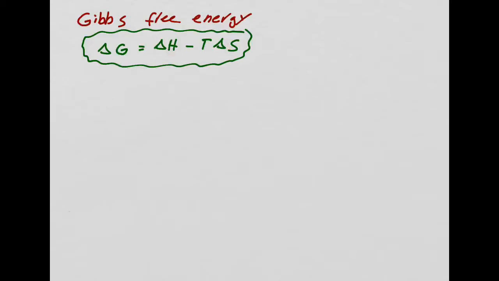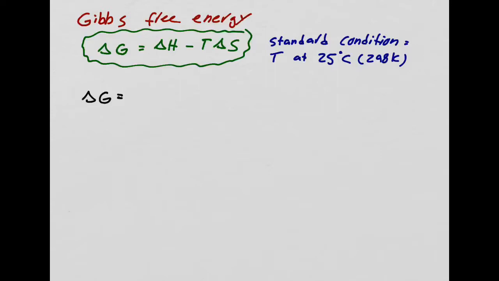What it does, highlight this equation, it looks at the balance between the two components. And don't forget, I'm going to write this down, at a standard condition, the temperature is going to be 25 degrees Celsius or 298 Kelvin. Don't forget that. Now, let's plug in those numbers from before to figure out delta G.